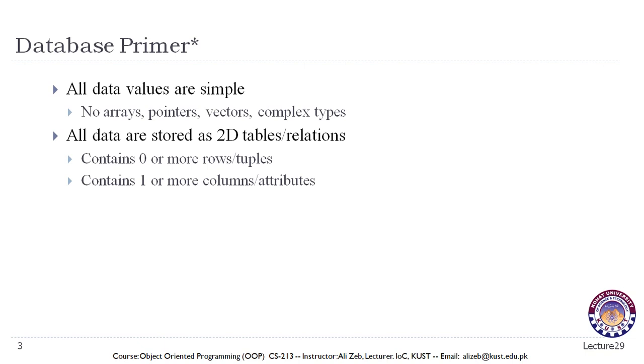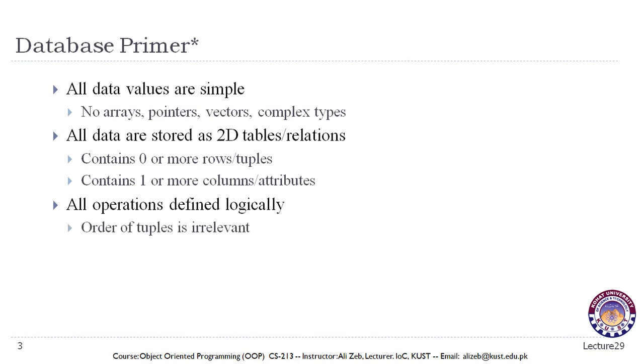So the values that we are going to retrieve into our variables are going to be stored in columns, and each row will show a record for a set of variables. So we can say that for each object we will have a row, and for each data member in our object we will have a column. All operations are defined logically. The order of tuples or rows does not matter in our table. Keys are used to identify unique tuples.